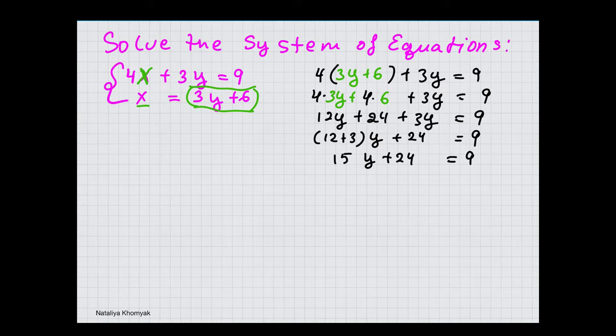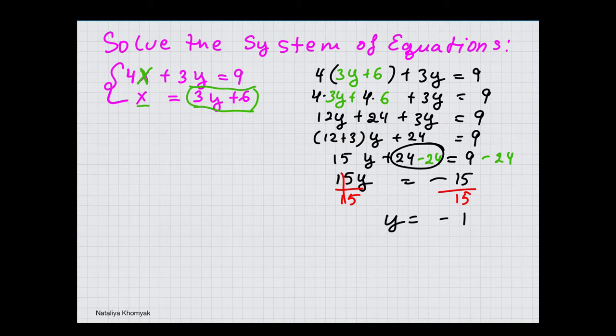Let's start solving. Additive inverse first. So we have minus 24 on both sides. So we have 15y. This is a 0. We have more negatives, so the difference will be negative. 9 minus 24, negative 15. Divide by 15 on both sides. So y equals negative 1.